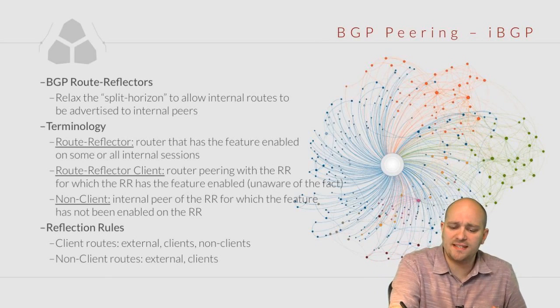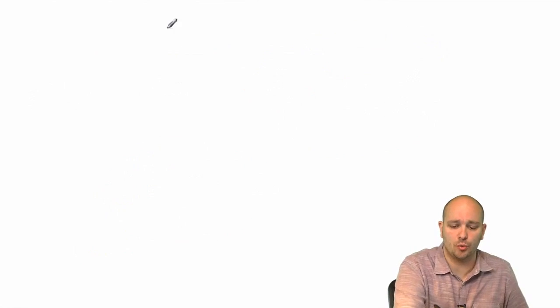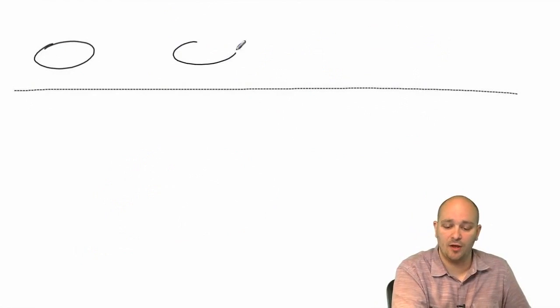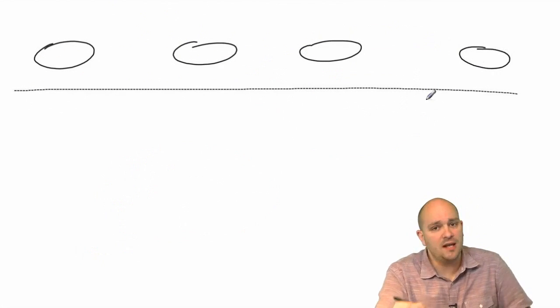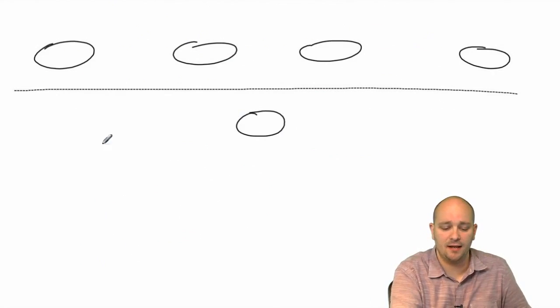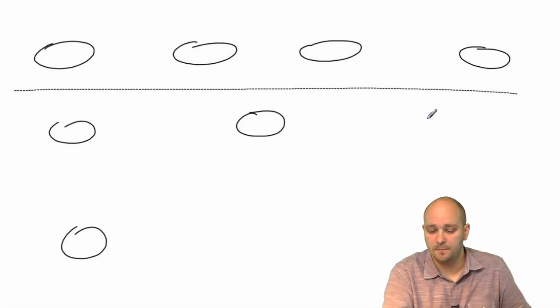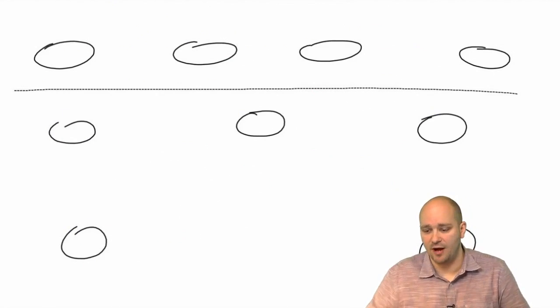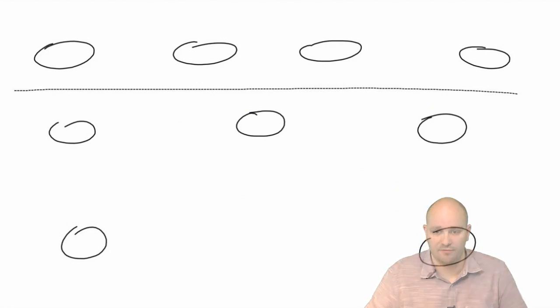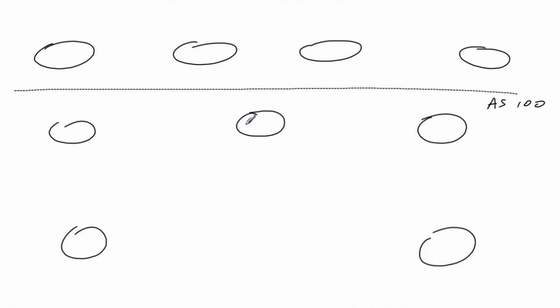Now, let's take a look at some of the route reflection rules. So what I'm going to do now is come up with a scenario. Let's say that I have 4 routers here that are in some AS, and then I have these, let's say, 5 routers here. So I'm going to hide myself now, that are all in, let's say, AS 100.